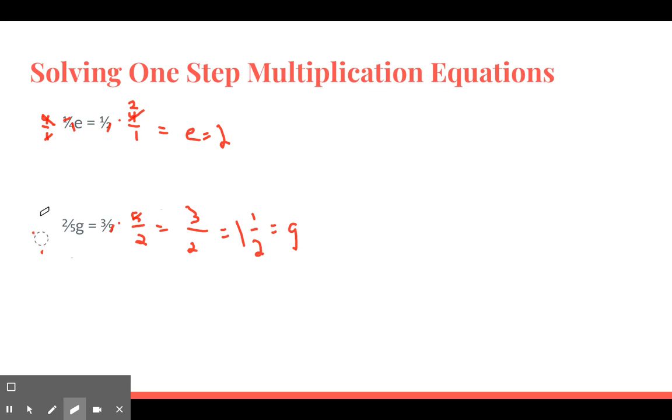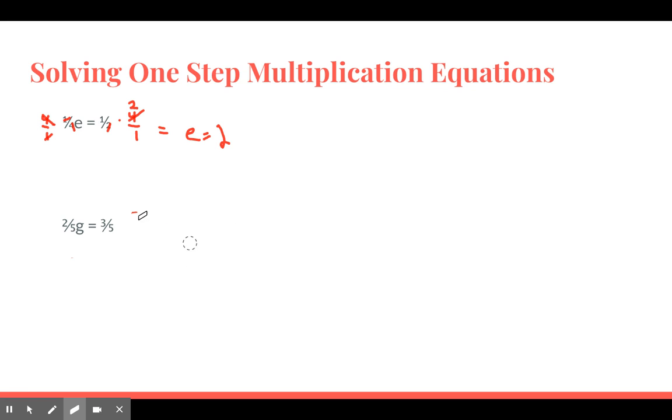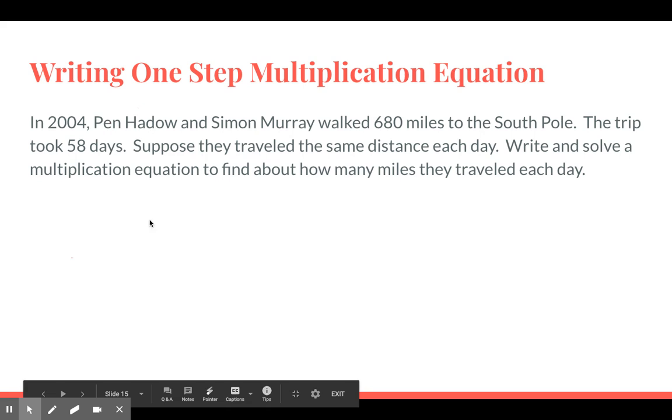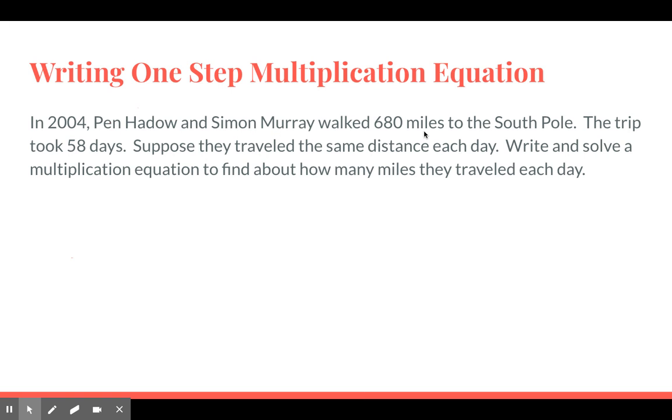Then one story problem that you have for multiplying. Remember, we're going to want to make sure that our variable is right next to our coefficient, which is the number. So in 2004, Penn Hadow and Simon Murray walked 680 miles to the South Pole. The trip took 58 days. Suppose they traveled the same distance each day. Write and solve a multiplication equation to find about, keyword here, about how many miles they traveled each day.